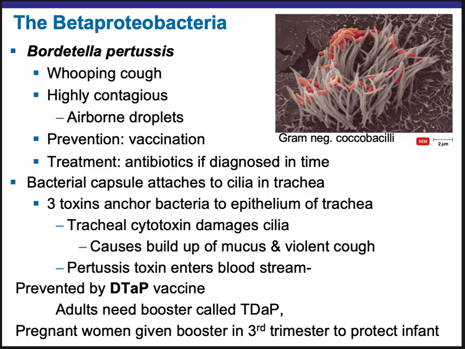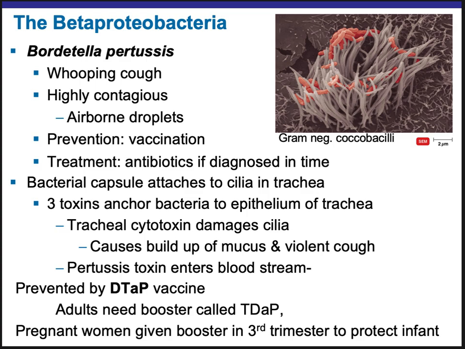Okay, so this bacteria, Bordetella pertussis, has a capsule. This capsule will attach to the cilia that line the trachea, okay? And then 3 toxins, which the bacteria is using these proteins to attach and colonize the trachea, and our body responds to these proteins as toxins. So it's not necessarily that the goal of those proteins is to be toxins, but that's how they behave in the body of people.